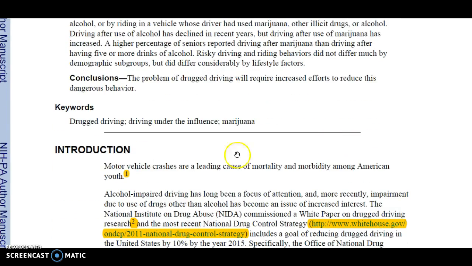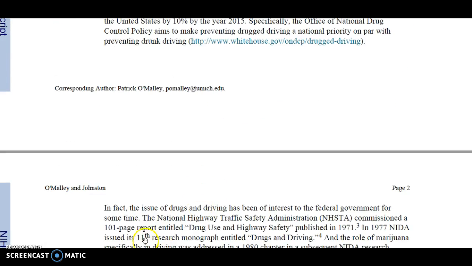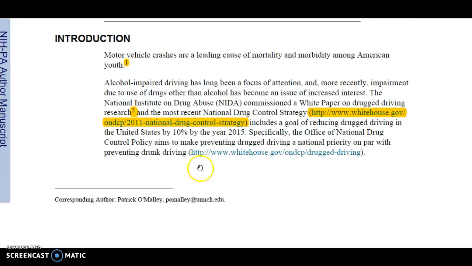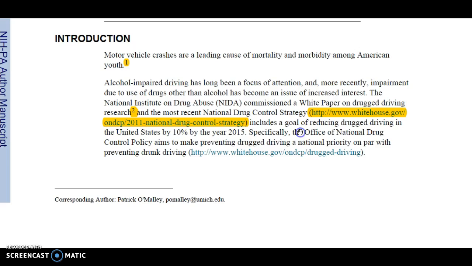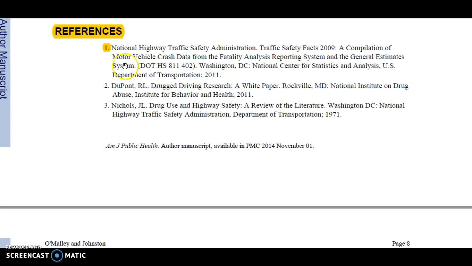So we will see here a number 1, a number 2, a number 3, a number 4. And if I want to know where did they get this information, then I can go back to the list of the references. Go back to the list of references in the article, and I go find number 1, and I can see the information came from the National Highway Traffic Safety Administration, Traffic Safety Facts 2009. So this is where they got their information.